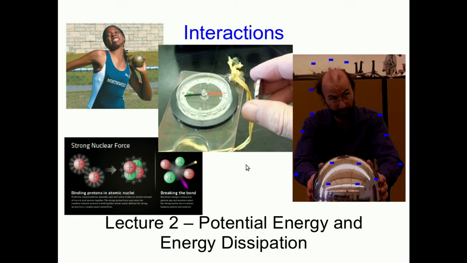Hello, and welcome to Lecture 2 of the Interactions unit in Phys 1104. In this lecture, we're going to take our newfound knowledge of interactions and use it to figure out things about different types of energy. We're going to meet potential energy and energy dissipation, and by the end of the lecture, we'll have a classification scheme for types of energy.